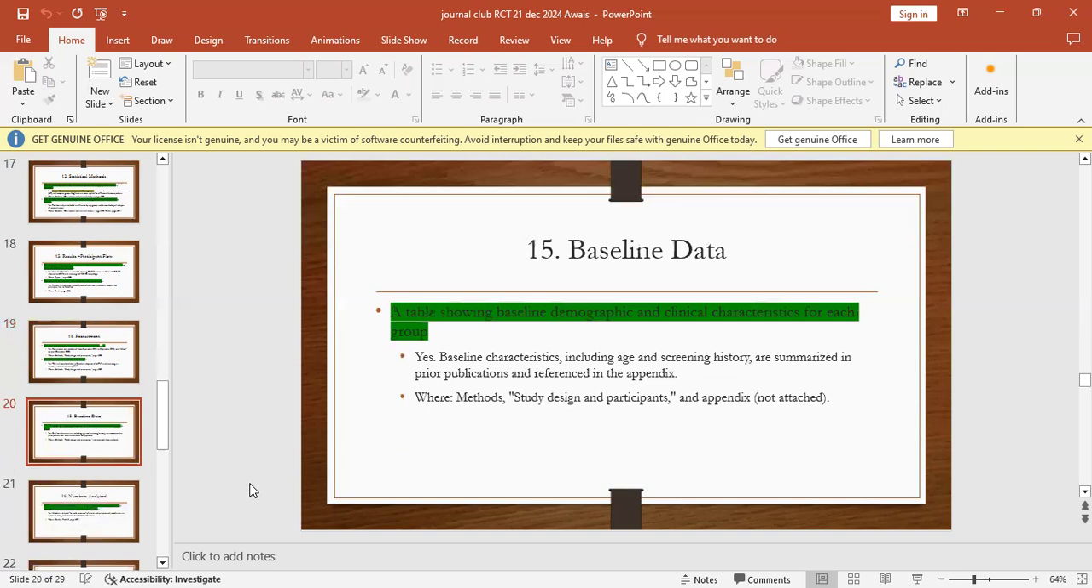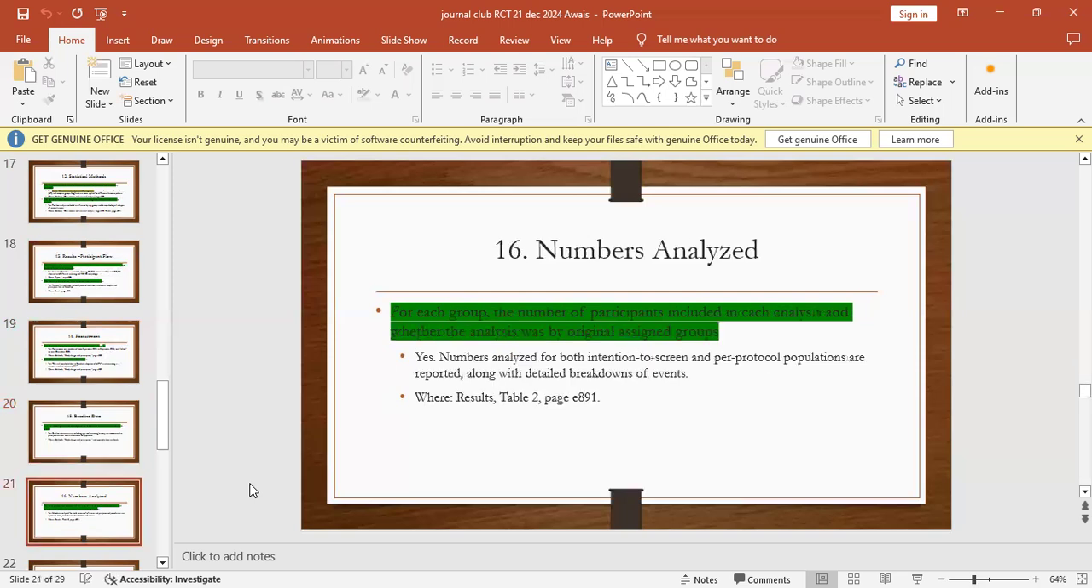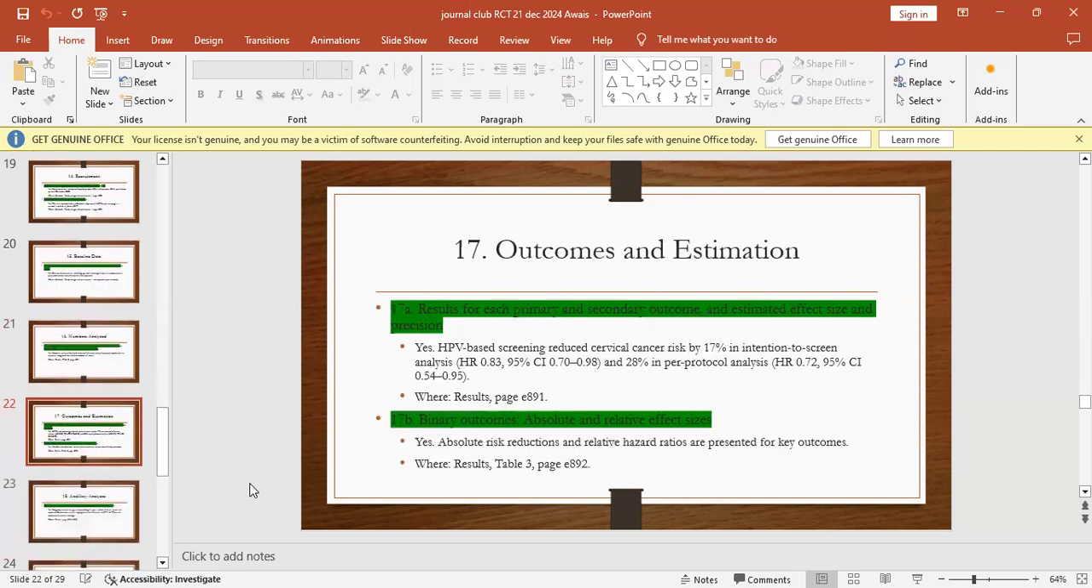Next, the baseline data. Has the article stated the baseline data, a table showing baseline demographic and clinical characteristics for each group? Yes, the table was given in the article, which shows the baseline characteristics including age and screening history, and data summarized in prior publications and referenced in the appendix also. Now the numbers analyzed: for each group, the number of participants included in each analysis and whether the analysis was by original assigned groups. Yes, the numbers analyzed for both intention-to-screen and per-protocol populations are reported along with detailed breakdowns of events.